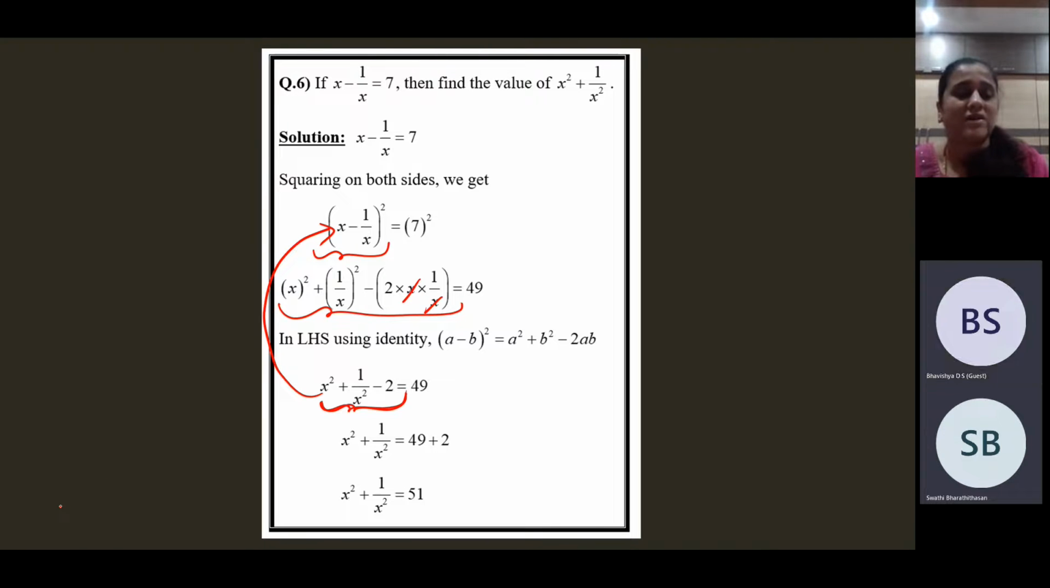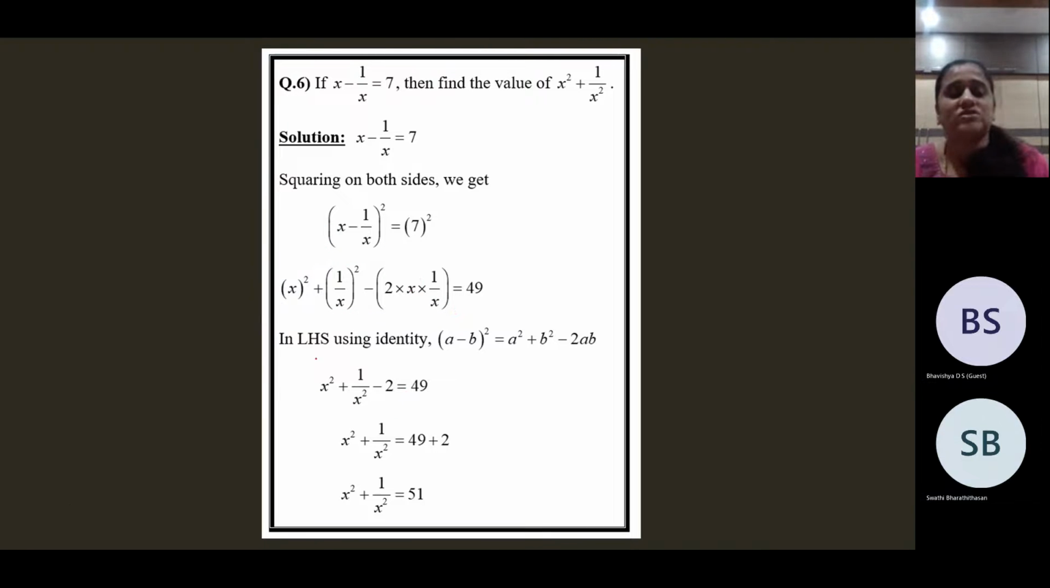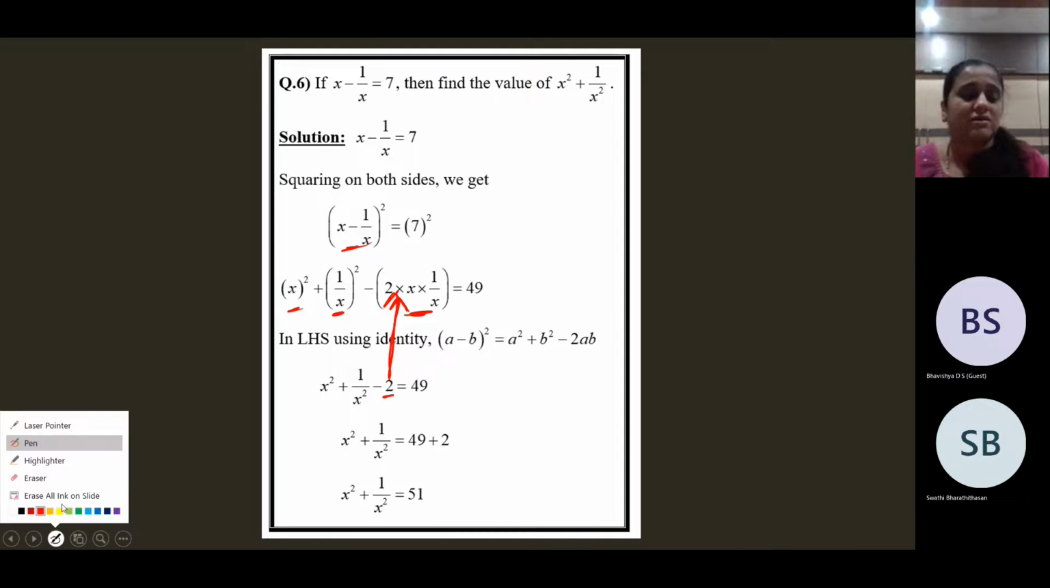So you should now work backwards. You must work backwards and show that step. You must write 2 as 2 into x into 1 by x. And then you should say that this is a square, this is b square, and this is 2ab. So it is a minus b the whole square. Am I clear?